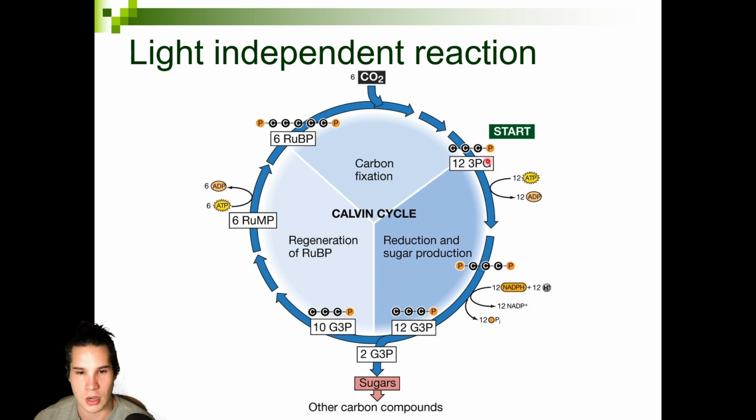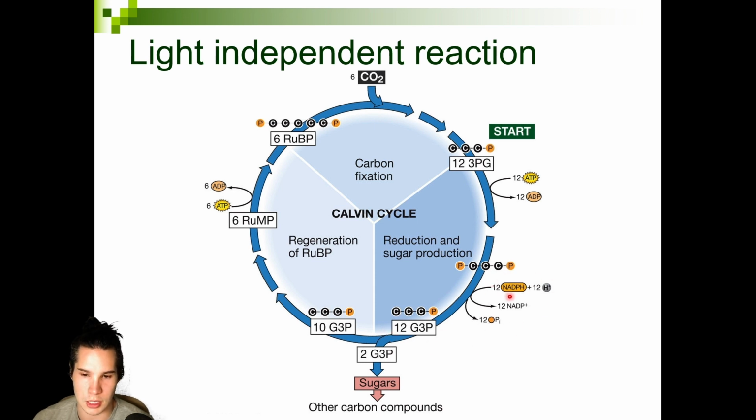Now at the end of carbon fixation, which is just taking atmospheric CO2 and fixing it to something that's solid, we move on to the reduction and sugar production steps. So reduction meaning we add electrons to it. And as you see here, it's a pretty energy intensive process. You use a single ATP per 3-phosphoglycerate to bring it to its final state, which is glyceraldehyde 3-phosphate. So we're using up a bunch of ATP through a multi-step process to create glyceraldehyde 3-phosphate.